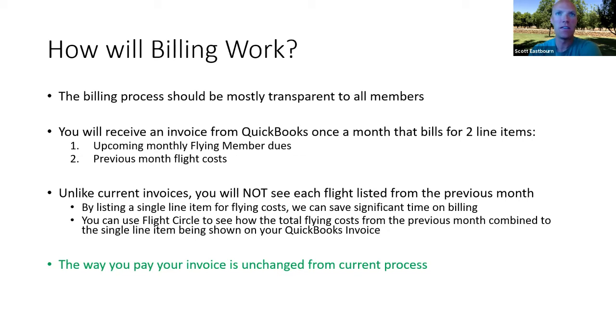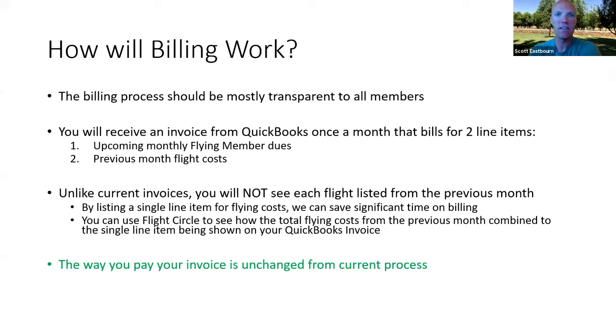But in general, you'll have your dues for the upcoming month, and then you'll have a single line item for your flying costs from the previous month. So what we do now is we have each individual flight that you did for the previous month. We have the date, the hours, and the cost of that flight. And so that could be 5 or 6 line items, depending on how much you flew, that you'll see on an invoice. Now, in an effort to be more efficient, we're going to have a single line item that says you flew for $480 worth in the previous month.